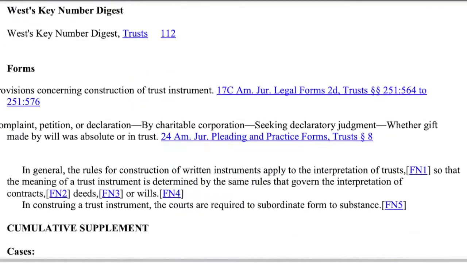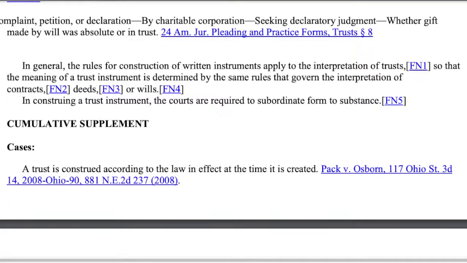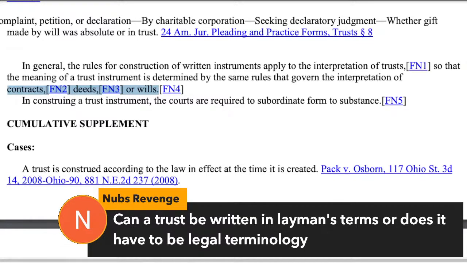Generally, in general, the rules for construction of written instruments apply to the interpretation of trusts, so that the meaning of the trust is determined by the same rules that govern the interpretation of contracts, deeds, or wills. You get that? Back to our language, because again, there's no simple answer to this stuff. With American jurisprudence, we want to have an understanding of the foundations, not a slippery cookbook approach. So I think it's important to understand. There was something I want to highlight here. Again, this one keeps popping up. It's not about the terms, it's about the language. So let's get back to that.